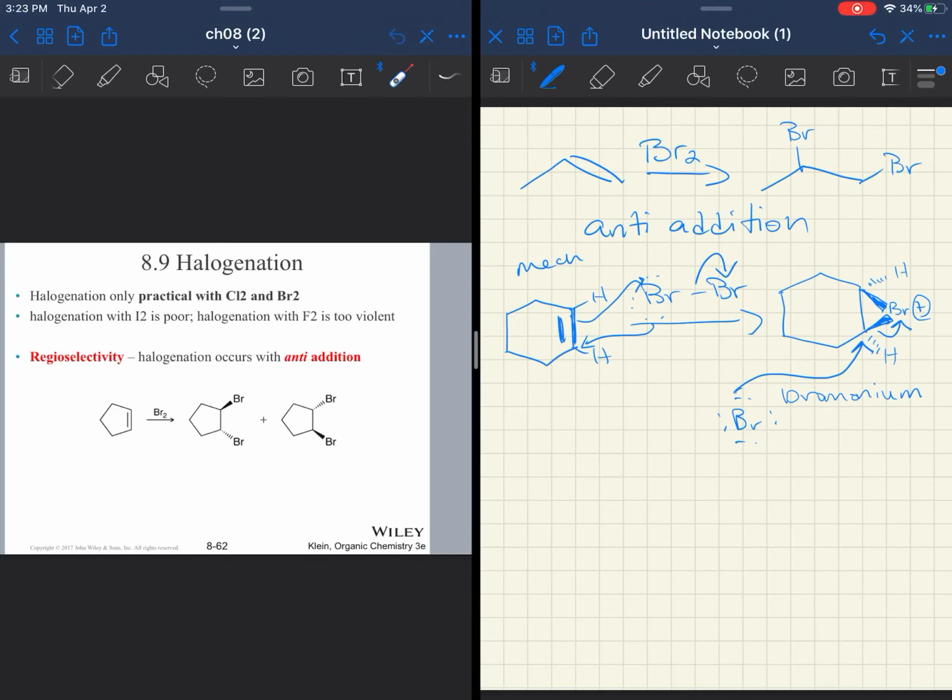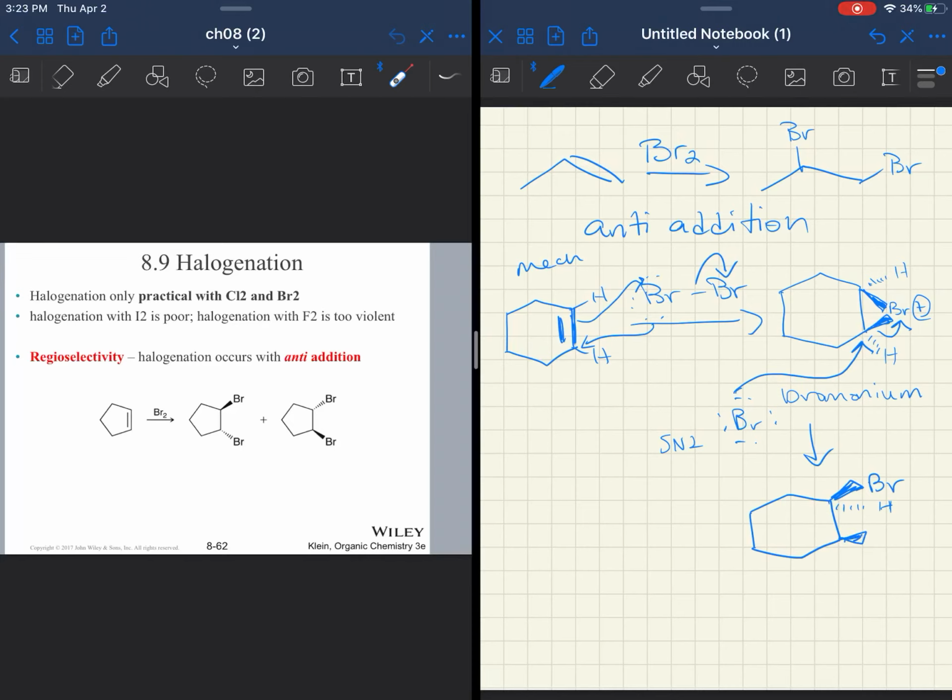We can't have 5 bonds on carbon, so the C-Br bond here breaks, and that bromine, it's still attached to the other carbon, but it's just going to be pointing out at us. So the product that we make from these arrows, this bromine is still on the front side of the ring. Nothing about that changed.